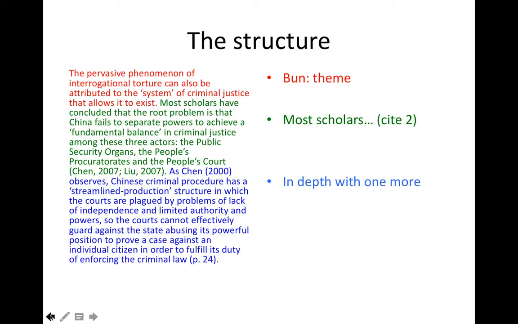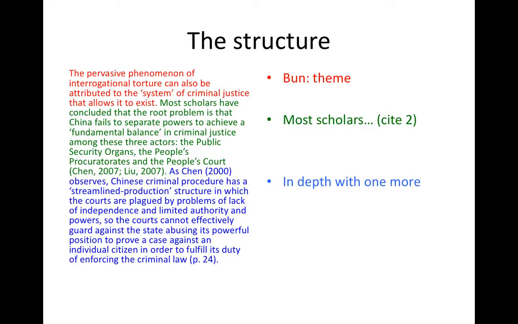Before we talk about citations, let's look at the structure of this paragraph. So note the bun at the very beginning. One thing I want you to notice about the structure of this paragraph is that the bun, that topic sentence at the beginning, doesn't cite any sources. So that's really useful for some kinds of paragraphs. For paragraphs that are going to synthesize, put together multiple sources, okay?